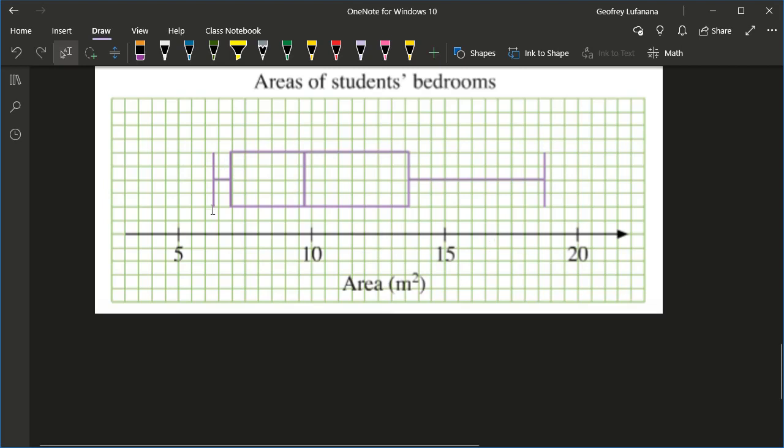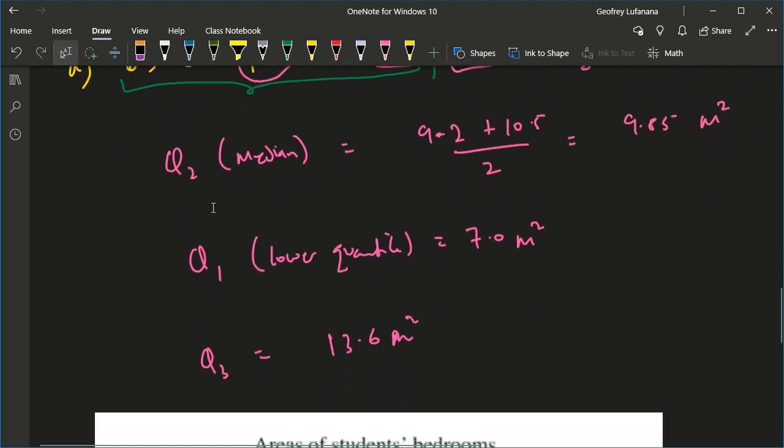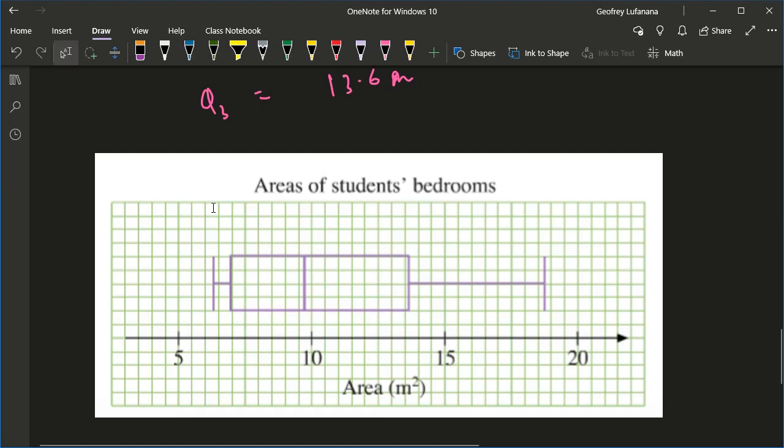You feed in your values. Some of them will be estimates because they are in between. Our numbers are decimal points, so they will be partly estimates. So this is basically our minimum value. This is our maximum value. This is our median, Q2, upper quartile and lower quartile.